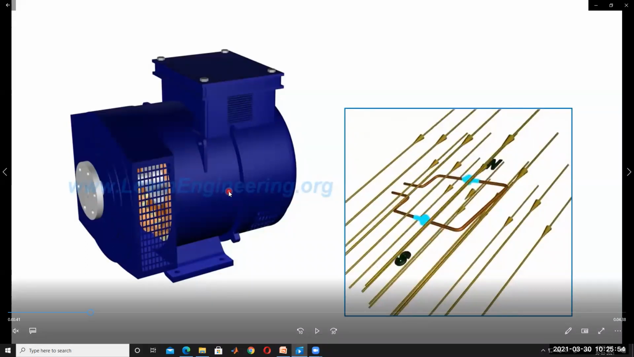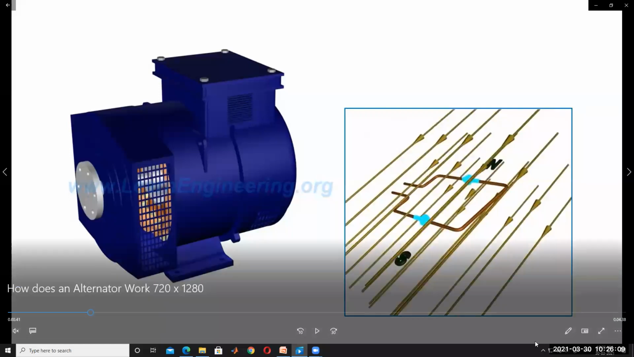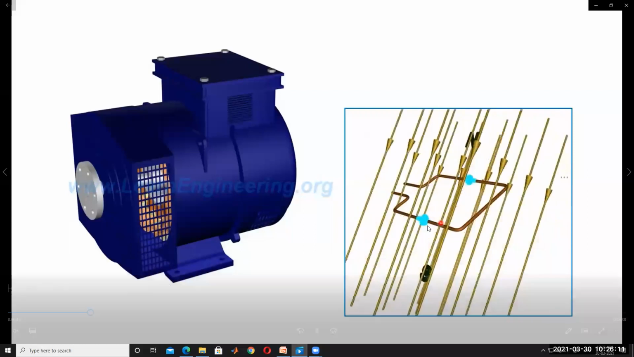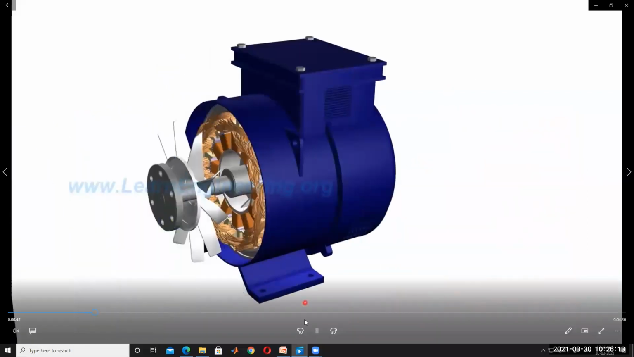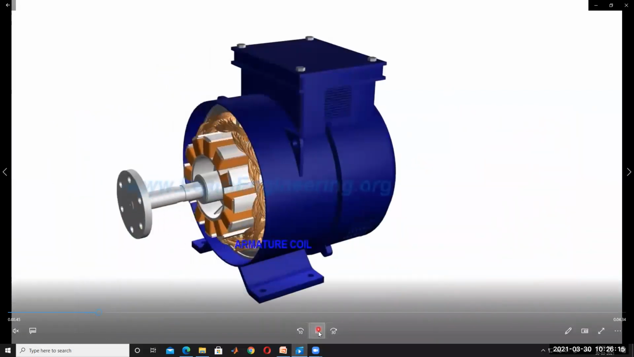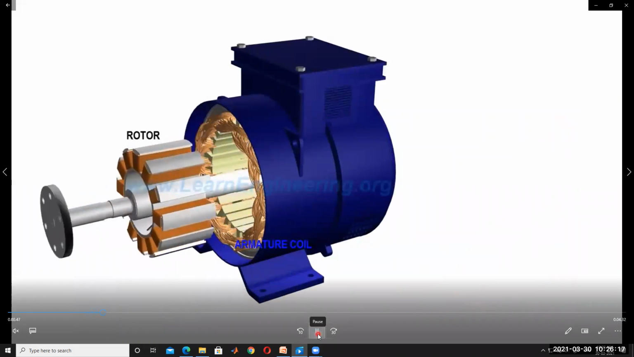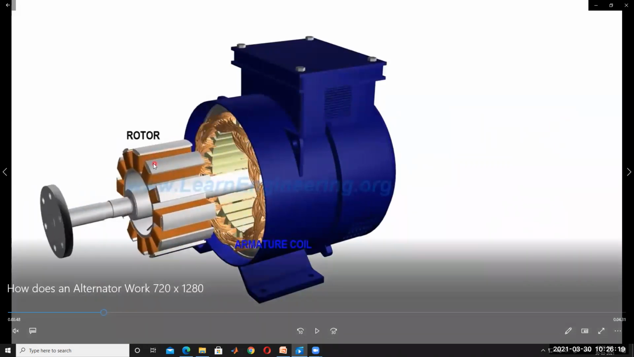So two ways is possible also, but in general, in a synchronous machine, the field winding is on the rotor and the armature winding is on the stator. That means the conductors are stationary, but the field is rotating. Okay, like this. The field is rotating, the conductors are stationary. So this is the rotor. This is called the rotor.